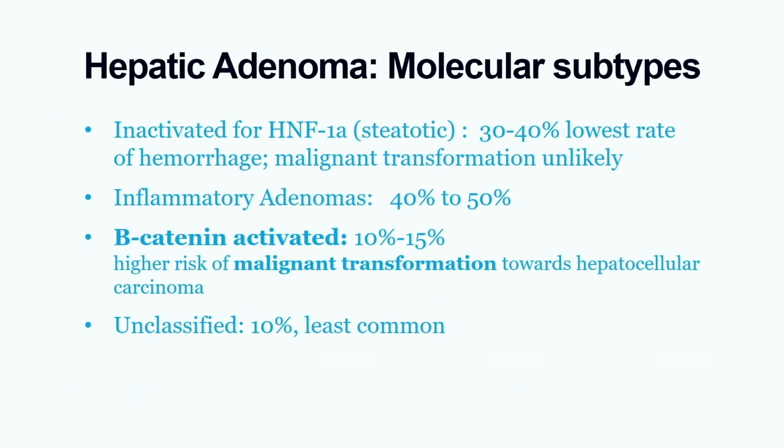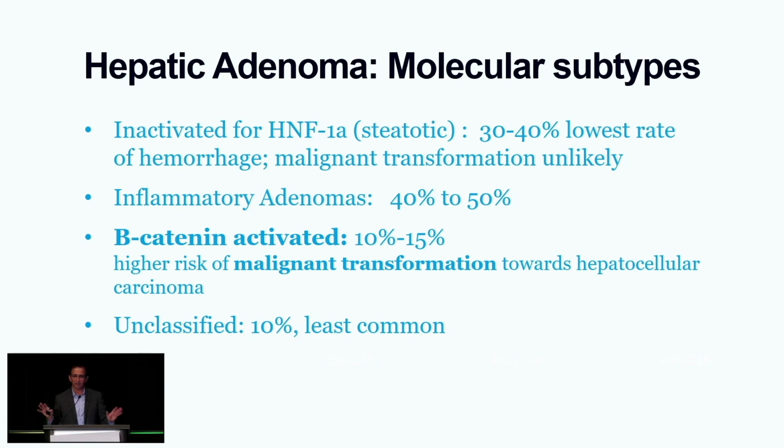So there are molecular subtypes. Admittedly, this may not be a practical application because most of the histological correlation is not fantastic. But it tells you why we care. And we care because in 10 to 15%, which is the third bullet, there's a beta-catenin activated group, and this group happens in men who use androgens, and it has high risk for malignant transformation. You also care because your first bullet, which is the most common one, inactivated hepatocyte nuclear factor 1, it's a germline, so it's actually a testable, inheritable mutation.